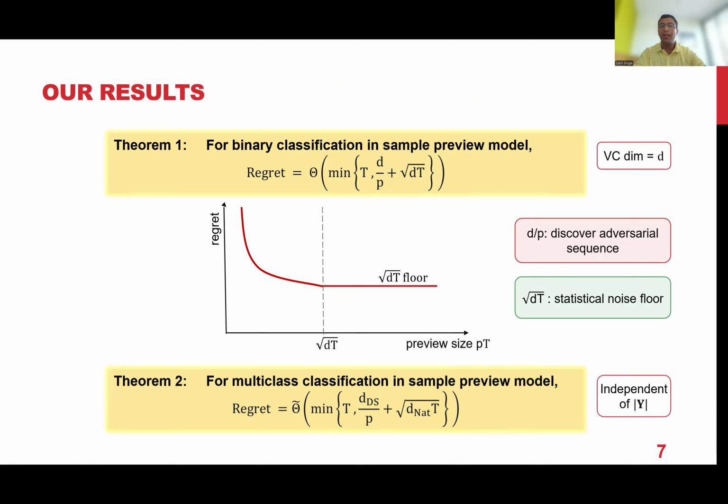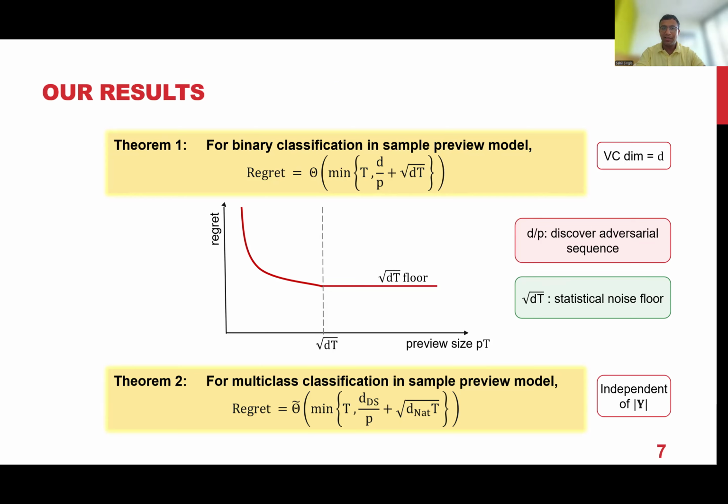And by the way, Theorem 1 also has a matching lower bound, precisely up to constants. Theorem 2 has a matching lower bound, but up to polylogs. The polylogs are independent of the number of labels, but they do depend on things like P and those kinds of things. So Theorem 2 is tight up to polylogs. Theorem 1 is tight even up to constants.